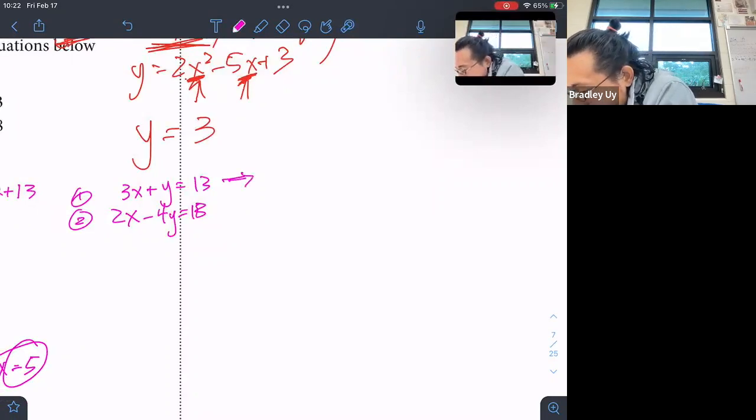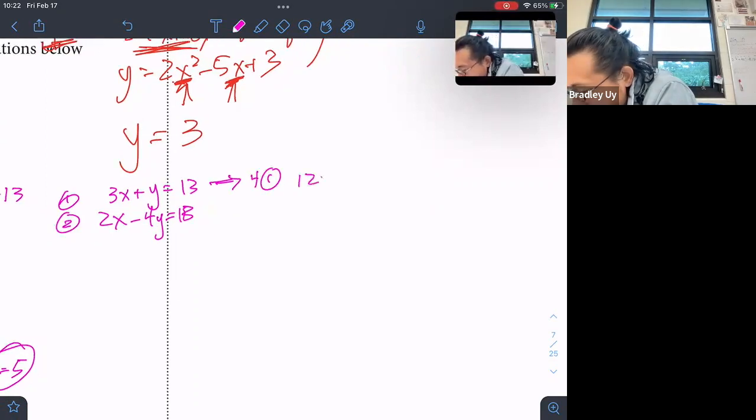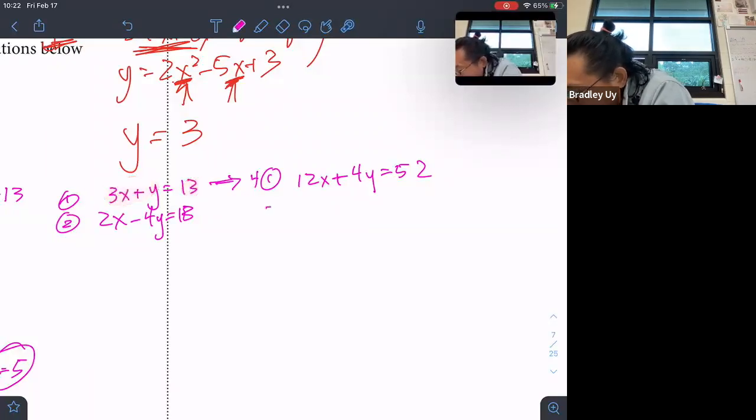To get the y's to match, we're going to take equation 1 and multiply it by 4. That's my work for that. So that would be 12x plus 4y equals 52. We can do that because we're basically multiplying the left side by 4 and the right side by 4, and that's entirely legal. Equation 2, you're not going to change.